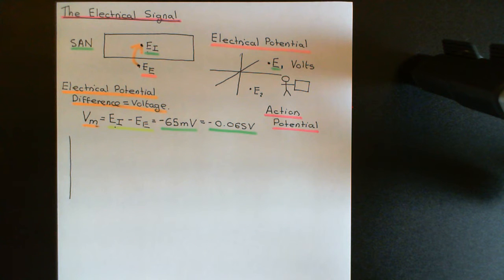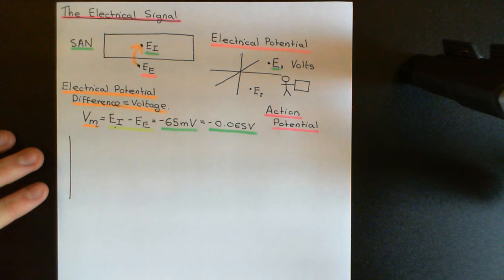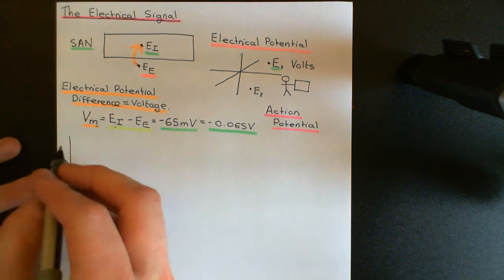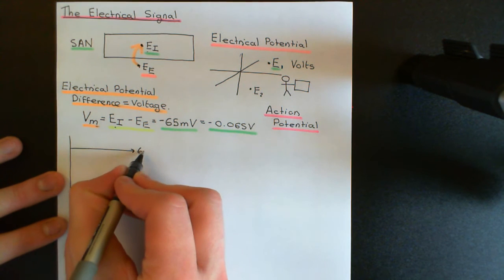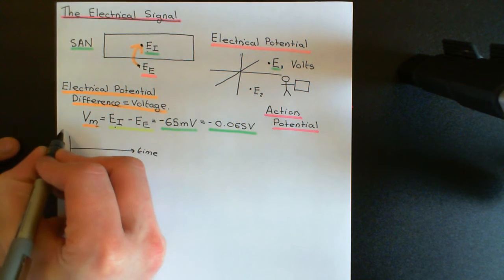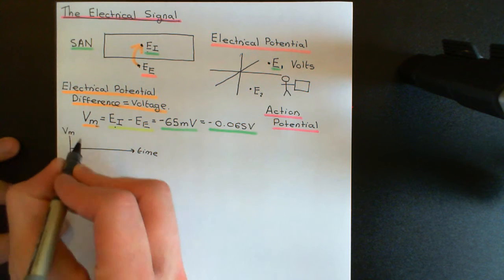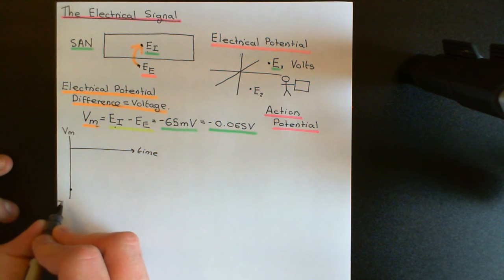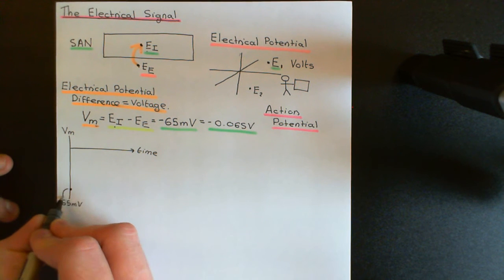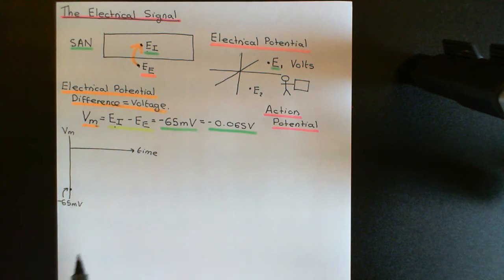Whenever we talk about action potentials, often we draw graphs of the electrical potential difference across the cell membrane, the voltage across the cell membrane versus time. Okay, so the x-axis here is going to be time, and on the y-axis we're going to have the electrical potential difference across the cell membrane. So it starts off down here at negative 65 millivolts here. So this dot here is meant to be representing negative 65 millivolts.